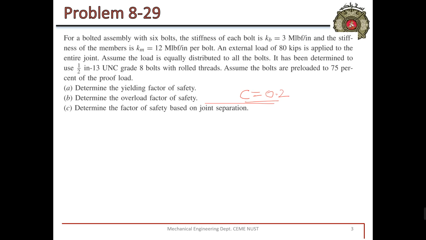An external load of 80 kip is applied. So we have an 80 kip external load and we have 6 bolts. So for 1 bolt, we can just calculate the load. P can be calculated, which is equal to 80 divided by 6. This is for the load on 1 single bolt. Assume the load equally distributes to all bolts. So the load is equally distributed, so the force on 1 bolt is written as P, 80 by 6, which comes out to be something like 13.33, I think.